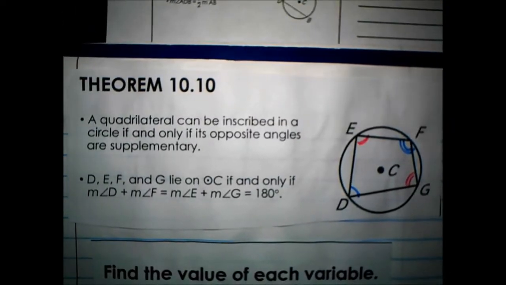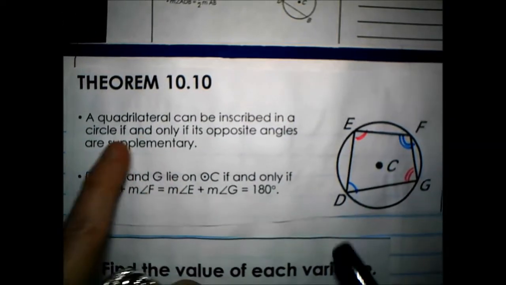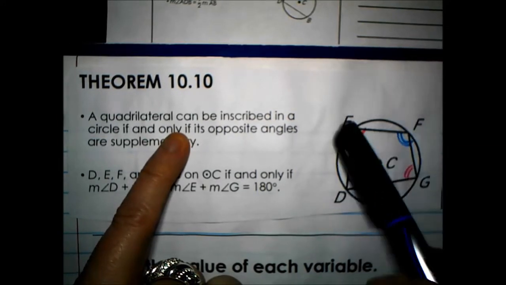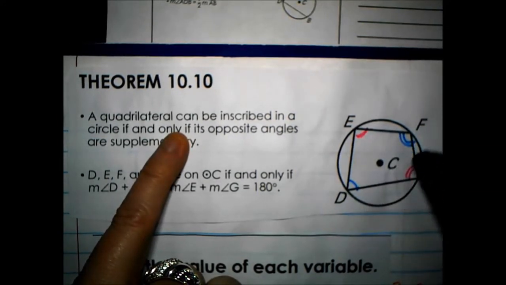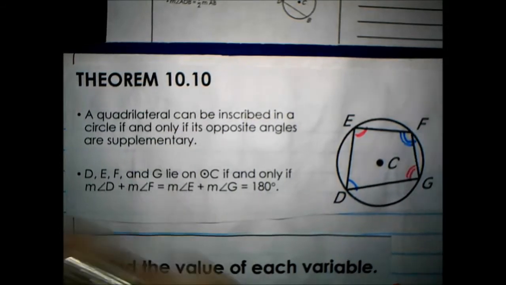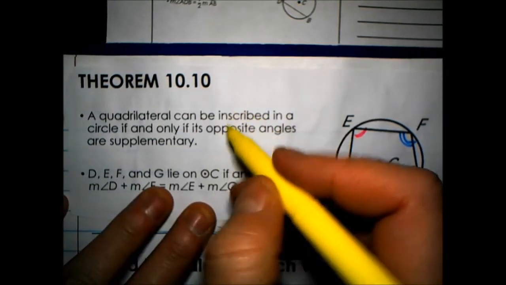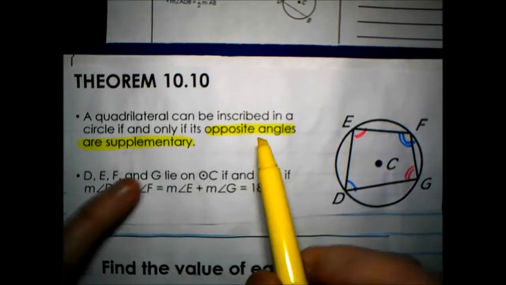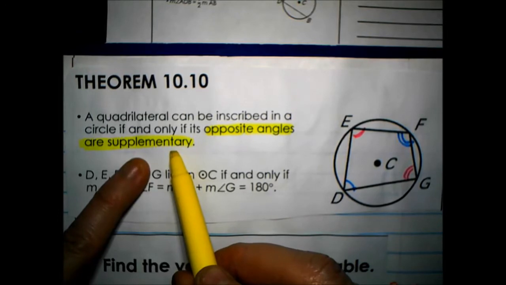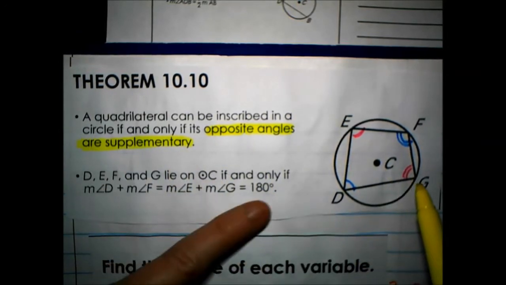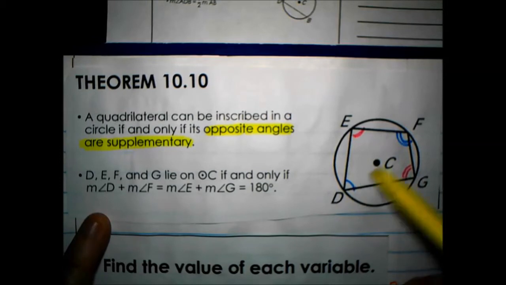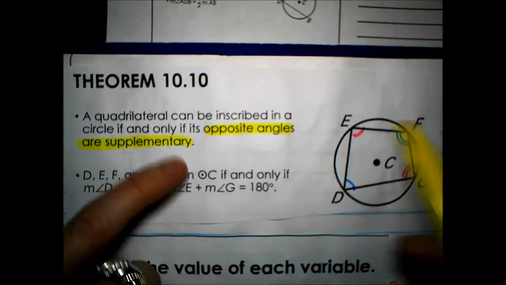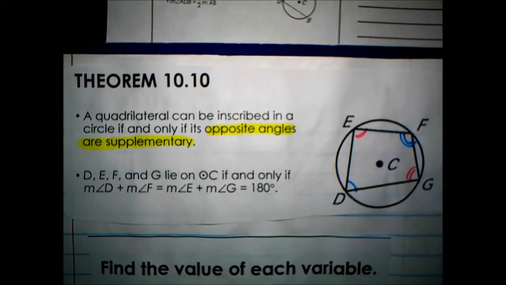Okay, on page 46 at the top I have Theorem 10.10, and it says if we have a quadrilateral that is inside a circle, remember a quadrilateral adds to 360, but what is unique here is that the opposite angles will actually be supplementary to each other. So that means E and G will equal 180, as well as D and F will equal 180. That is something very unique that happens when you put a quadrilateral inside of a circle. It's a different property.